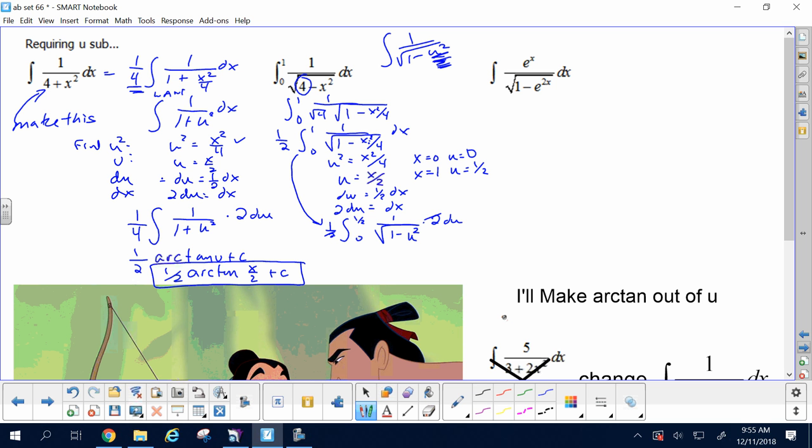And so what is the antiderivative of 1 over root 1 minus u squared? Arcsine of u from 0 to 1 half. Do I sub back in a definite integral? I change those limits to fit u, so I do not sub back. Now I plug those in for u. Those are u values, so they work with u. I don't sub back in a definite integral. So what is arcsine of a half? Pi over 6. And what is arcsine of 0? 0. And so my answer then is pi over 6. Okay? All right.